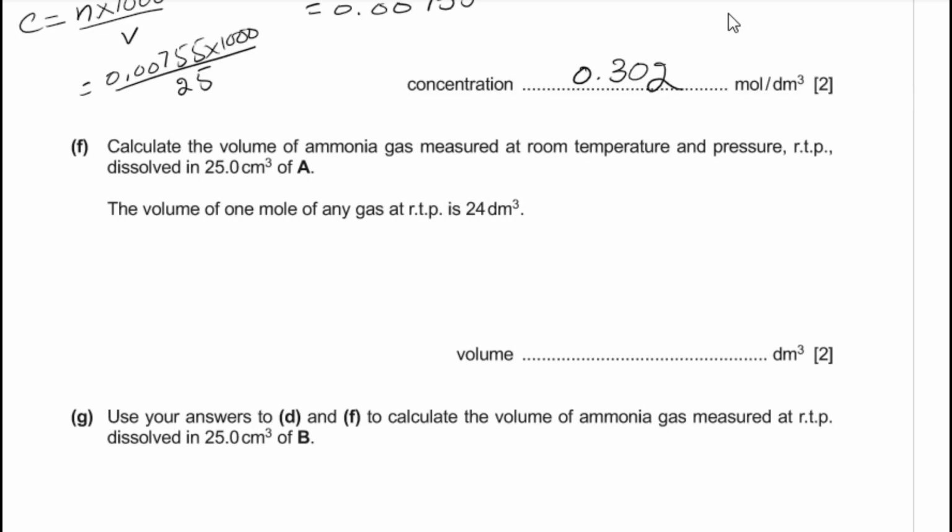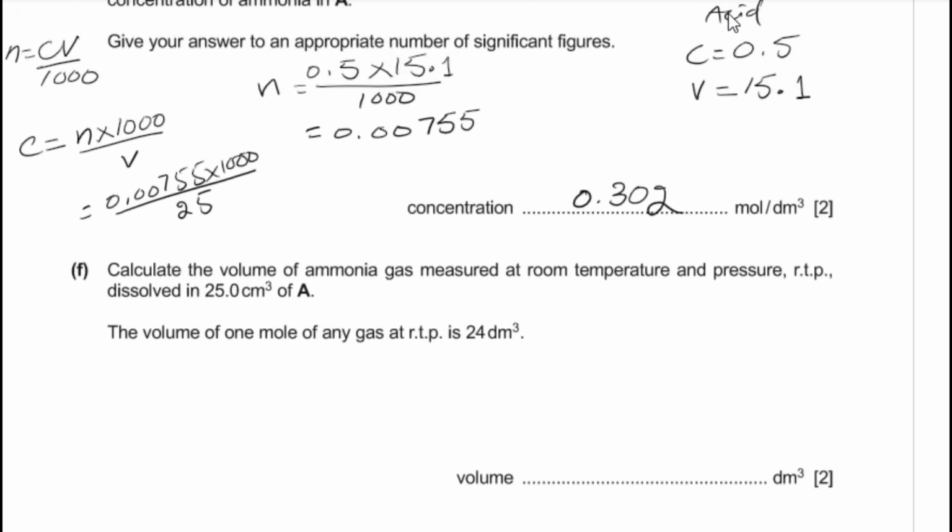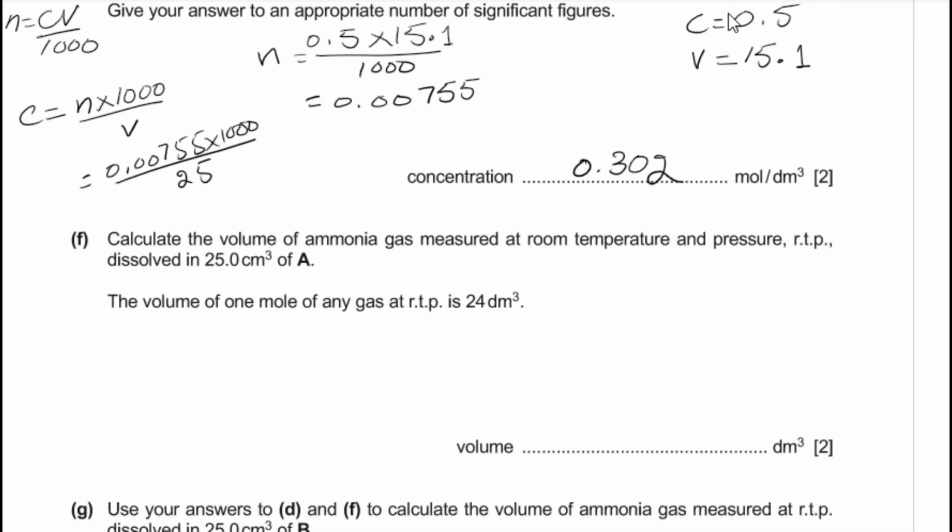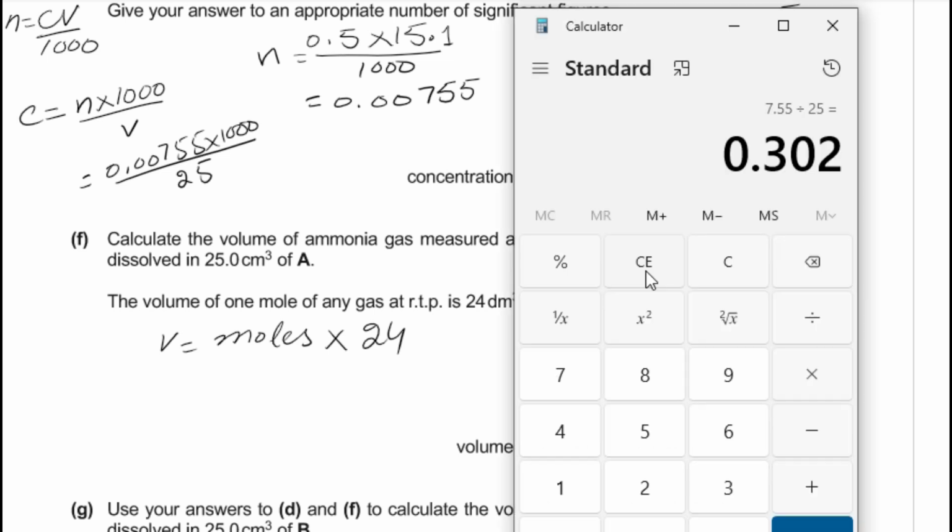Calculate the volume of ammonia gas measured at room temperature and pressure dissolved in 25 cubic centimeter. The volume of 1 mole of any gas at room temperature and pressure is 24 cubic decimeter. So actually, we have the number of moles earlier. To get the volume of any gas, we have the formula moles into 24, as the answer would be in cubic decimeter. If it would have been in cubic centimeter, we would be required to multiply with 24,000 in that case.